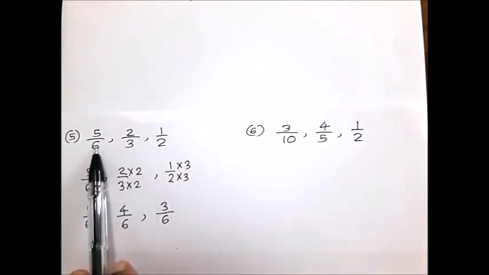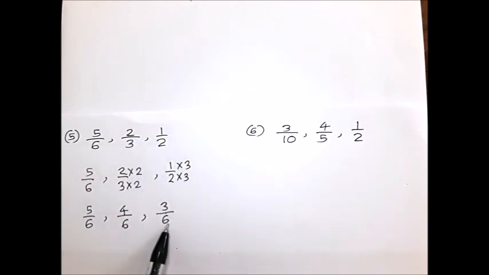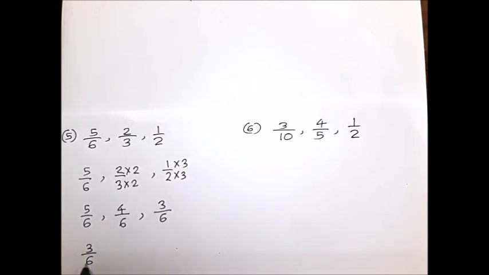Now we have converted the denominators of these fractions into the same denominator. It is 6. Now denominators are same. Different numerators. Which one is the lowest numerator? This one is the lowest numerator. So this fraction is the smallest fraction. It is 3 over 6. Then 4 over 6. Largest one is 5 over 6.